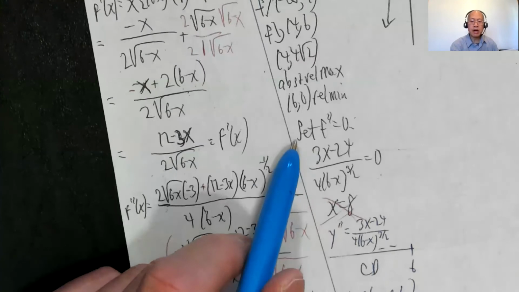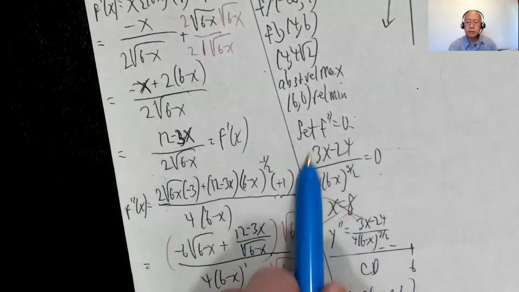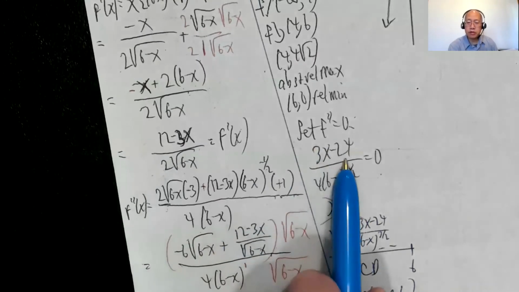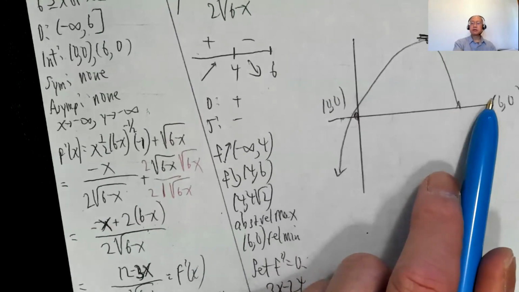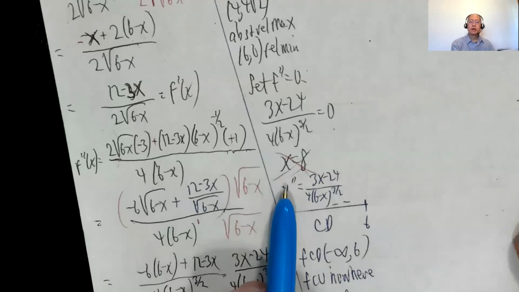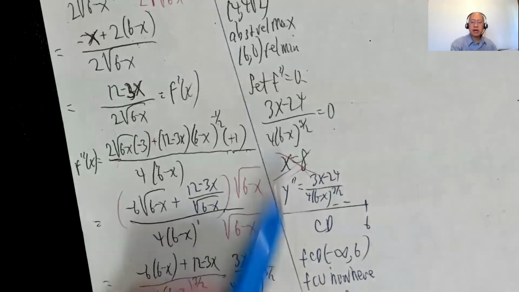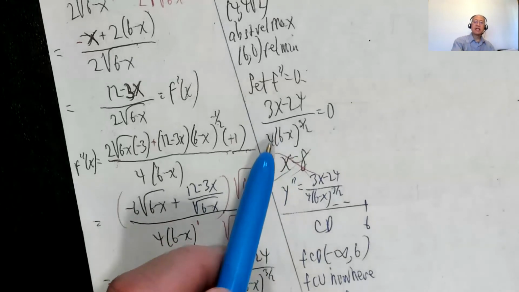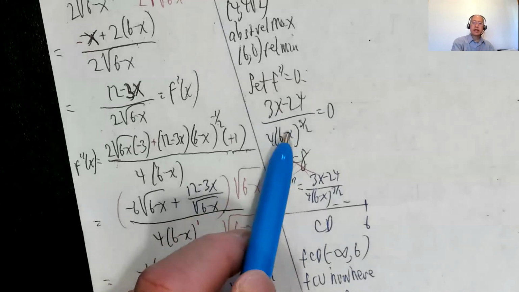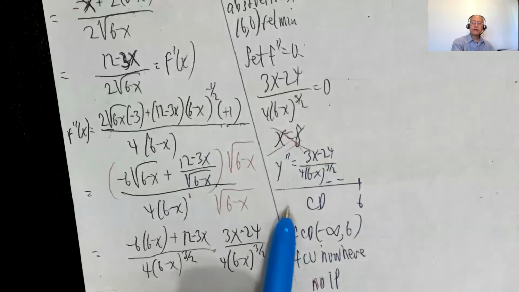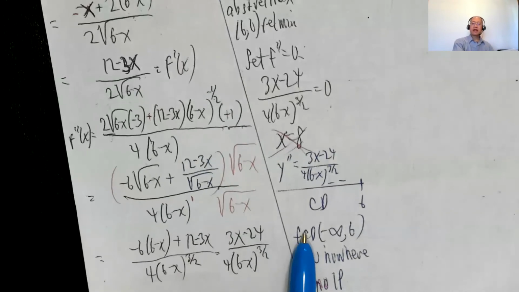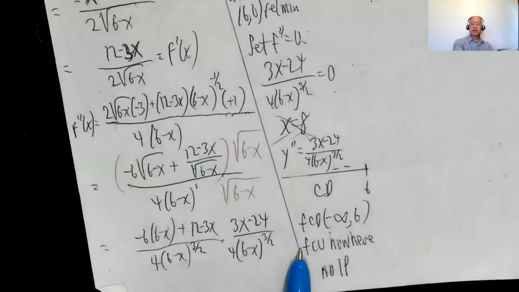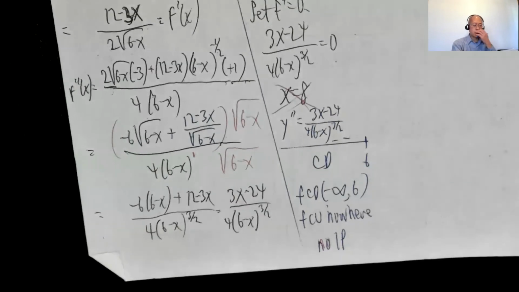Okay, set f double prime equal to 0. Make the numerator 0, x equals 8, but x equals 8 is not in my domain. It's not under consideration, so forget about it. So the whole graph is of the same concavity. I just have to plug in anything, like 0. I get a negative quantity. So the graph is always concave down. All right, so f is concave down from negative infinity to 6, concave up nowhere, and there's no inflection point.